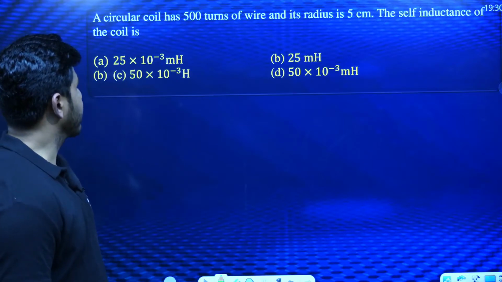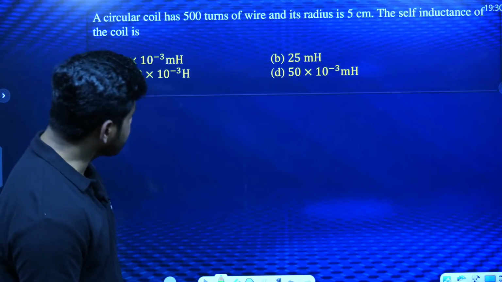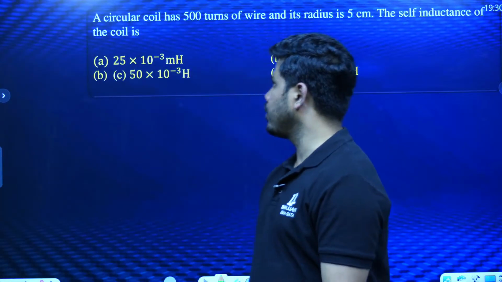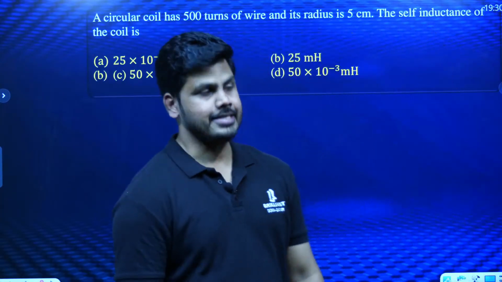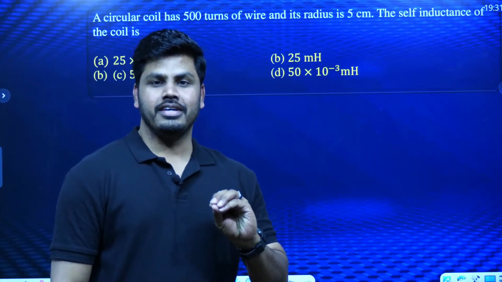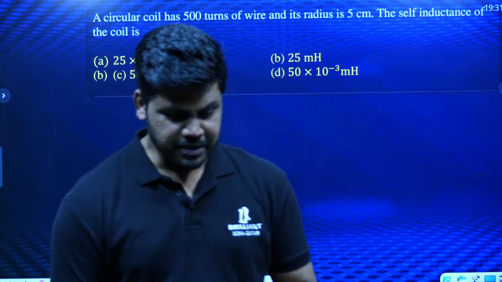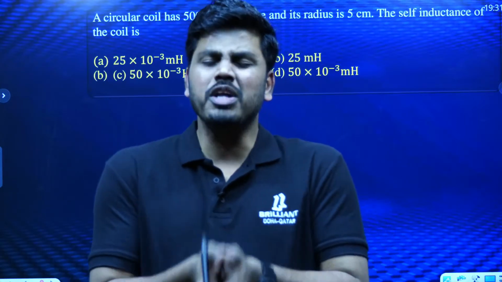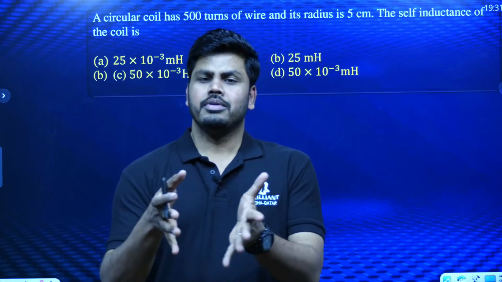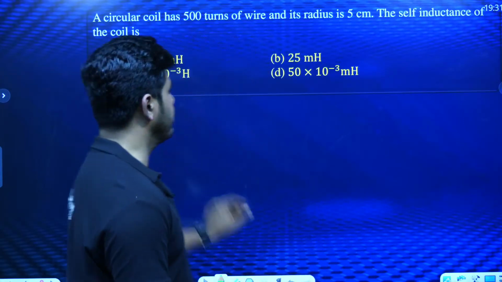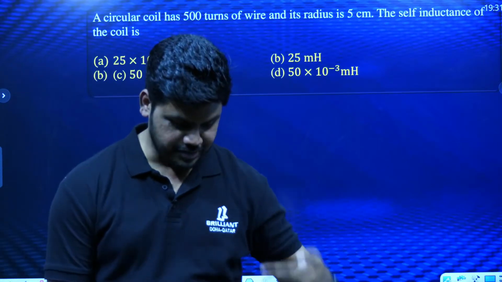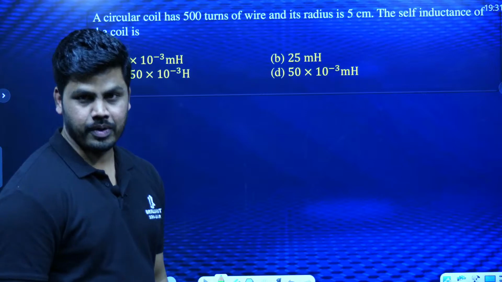Moving on to the next. See, a circular coil has 500 turns of wire and its radius is 5 centimeter. The self-inductance of the coil is, self-inductance of the coil is equal to, we know for a specific solenoid, if you have a solenoid, the L value we know is mu naught N and A or something. So we have a specific equation for that. So here you are given some random circular coil. You're asked to find how much is the self-inductance of that particular coil.